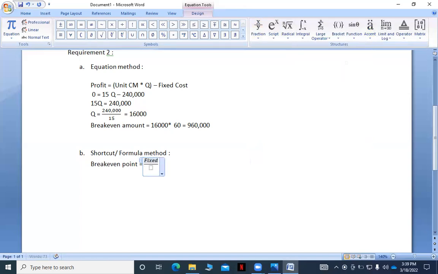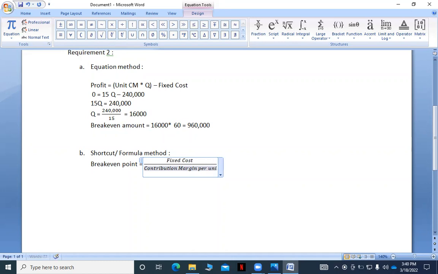fixed cost divided by contribution margin. Fixed cost divided by contribution margin. This formula we already discussed in the last math. If you are going to calculate on a unit basis, then you divide by contribution margin per unit. And if you want the amount, then you divide by contribution margin ratio.